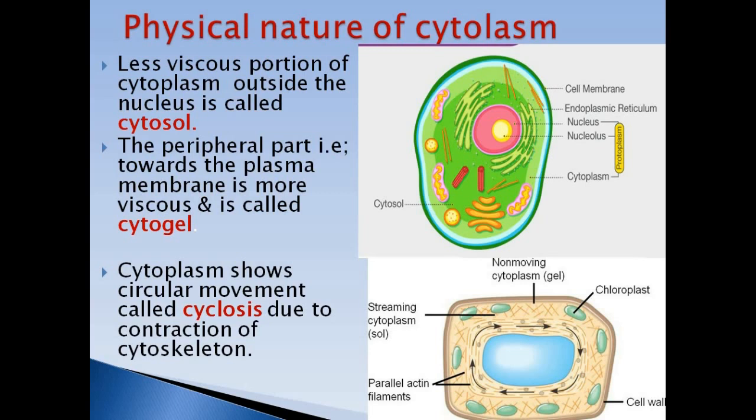Especially, as you can see in this figure, the chloroplasts are also moving due to the cyclosis or streaming movement of cytoplasm. The purpose is that chloroplasts move to that site where they can capture maximum sunlight for their process of photosynthesis.